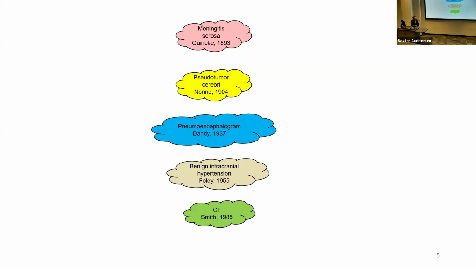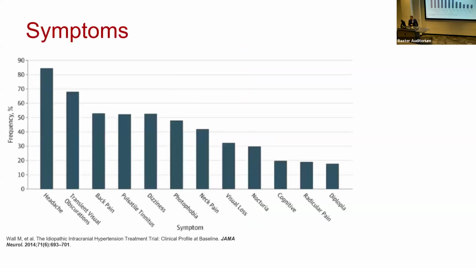In 1985, using CT, we have a better way to rule out especially tumors or other pathologies that could explain the intracranial hypertension. So the modified Dandy criteria was postulated by Smith in 1985. That's the modified Dandy criteria.